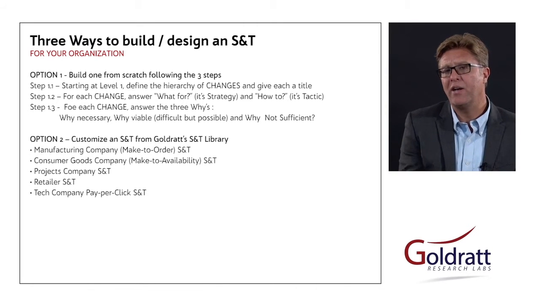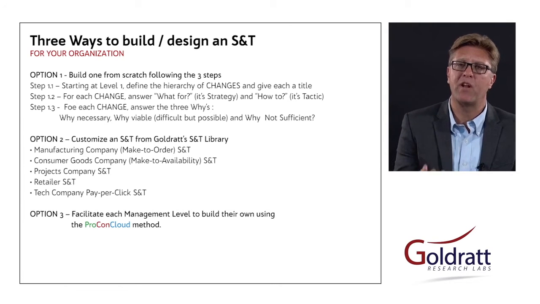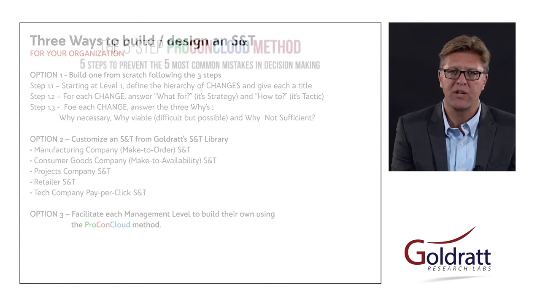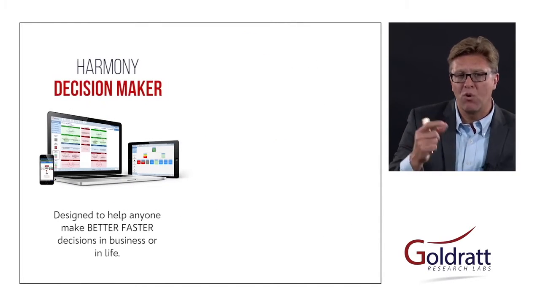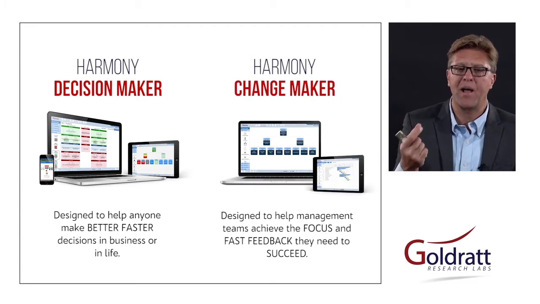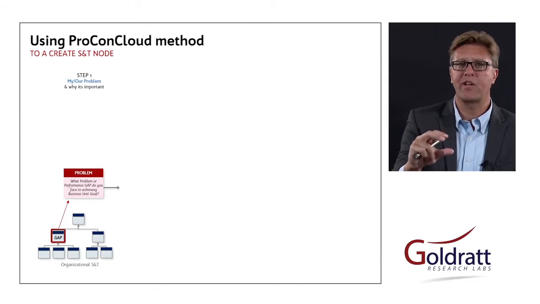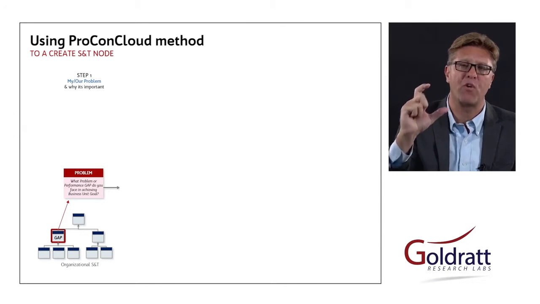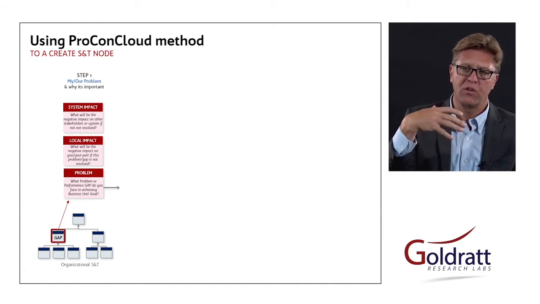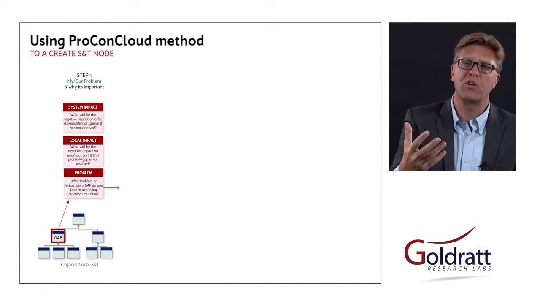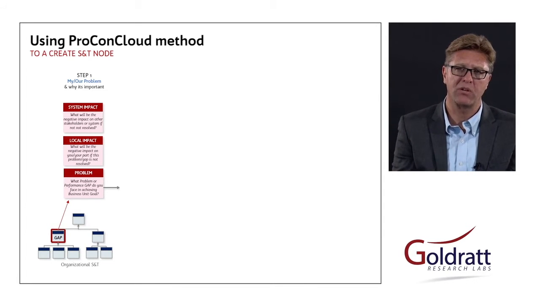But there's another way, and that is using the process that we've developed called the Procon Cloud process. You'll see that process is captured in our Harmony Decision Maker app, but it's also included in the Harmony Changemaker app as our auditing process. That starts with some problem that you're currently experiencing, some kind of performance gap, for example. Then it says, why is this really important for you? And why is it important for the organization to resolve, to ensure that management is focusing on really important problems?